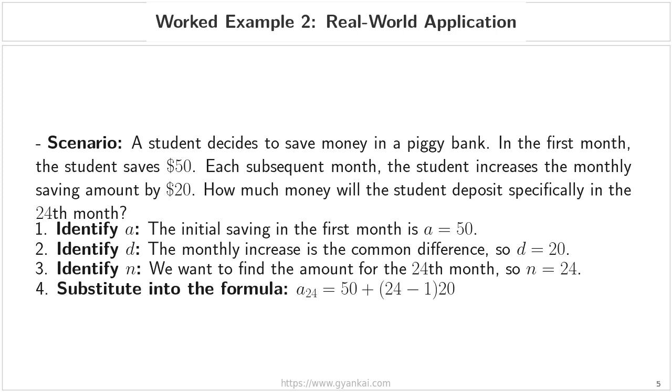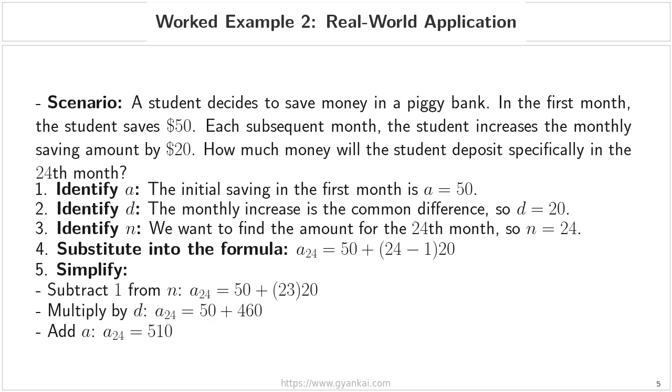Now we move to the fourth step, substitution. We take our general formula, a sub n equals a plus the quantity n minus 1, multiplied by d, and plug in our values. This gives us a sub 24 equals 50 plus the quantity 24 minus 1 multiplied by 20. Finally, let's simplify this expression step by step, being very careful with our order of operations.